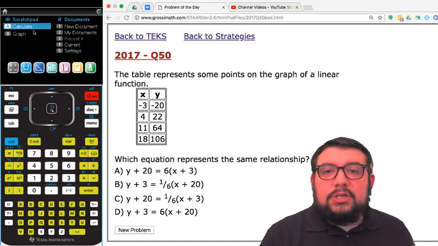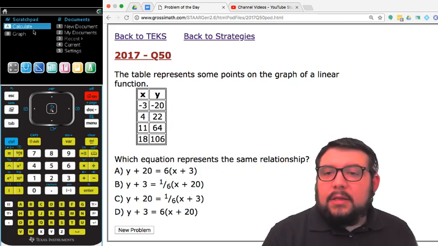Today we're going to be doing question 50 from the 2017 Algebra 1 STAAR, so let's get started. Alright, let's jump right in by reading the question. It says, the table represents some points on the graph of a linear function. Which equation represents the same relationship?